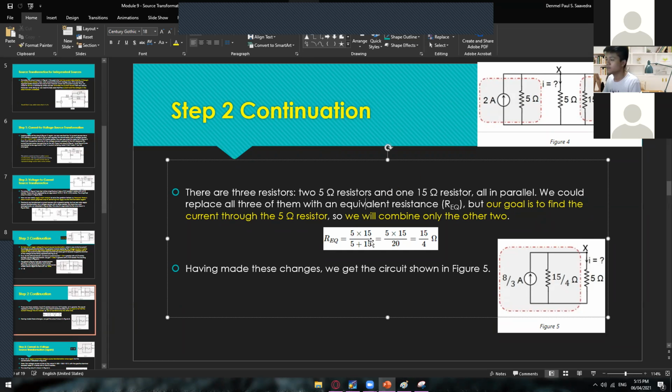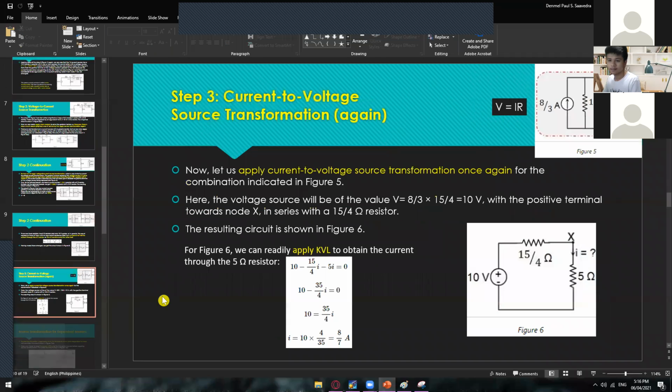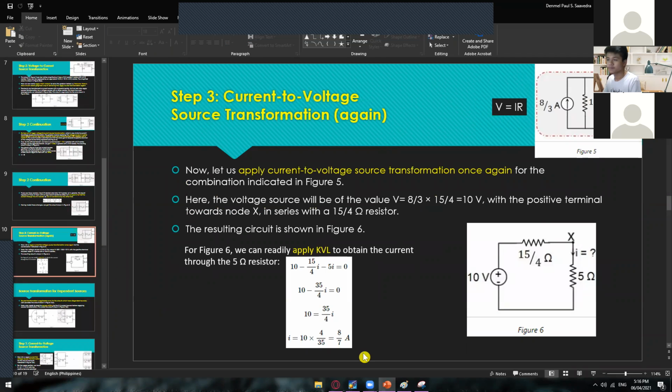From here, we can combine the 3 resistances, the 5 ohms, 5 ohms, and then 15 ohms. Just apply the parallel formula for the parallel connection of those 3 resistances, and then you will get 15/4. From there, we will have the simplified circuit. So what else did we do in here?